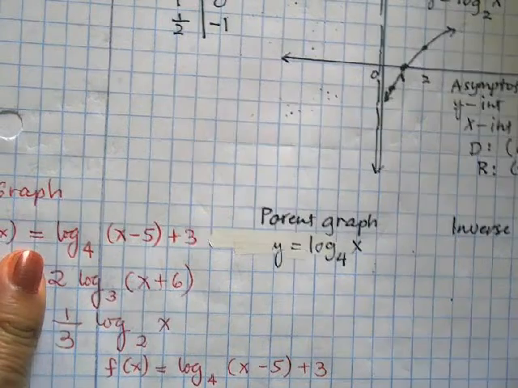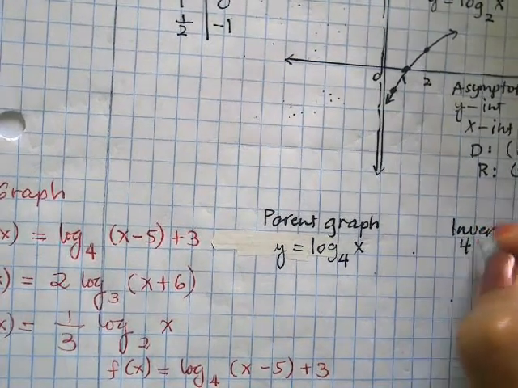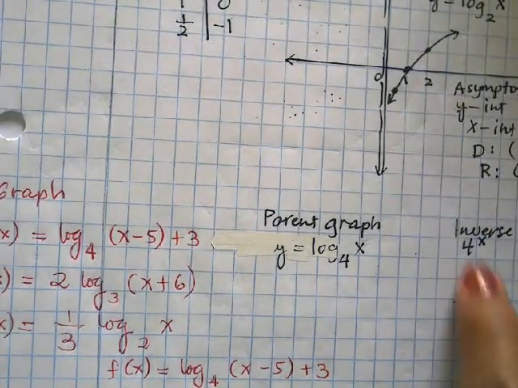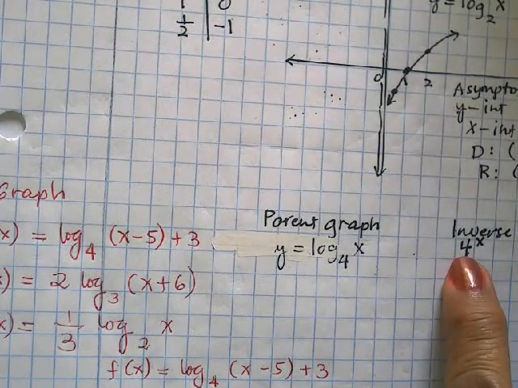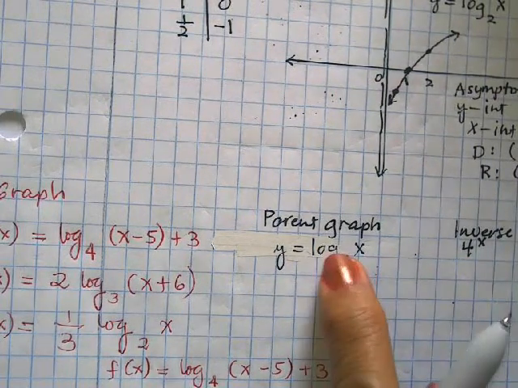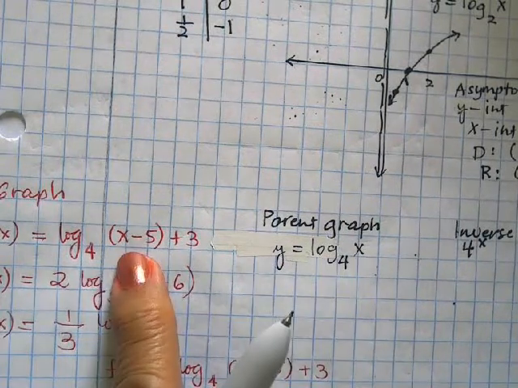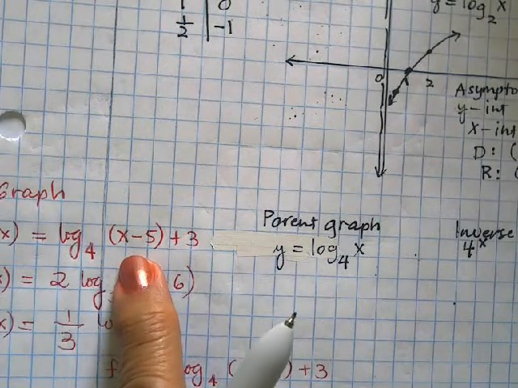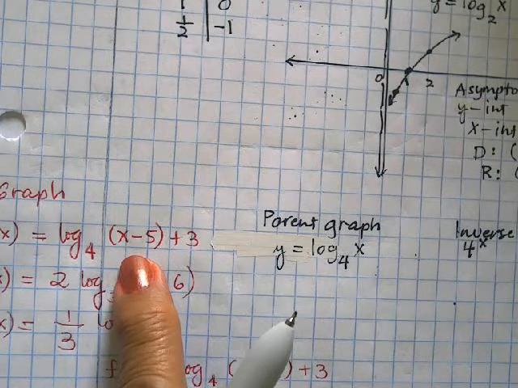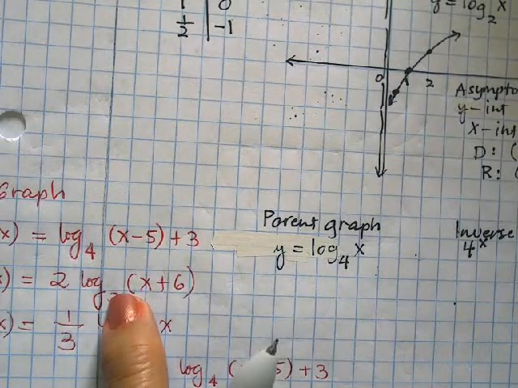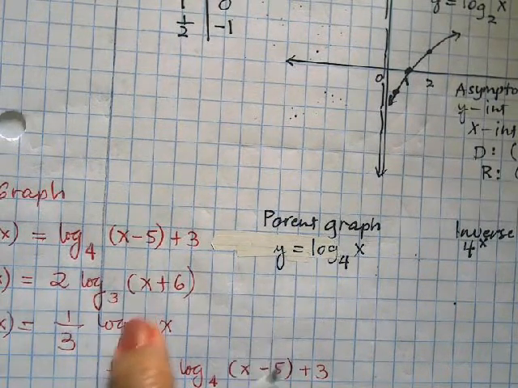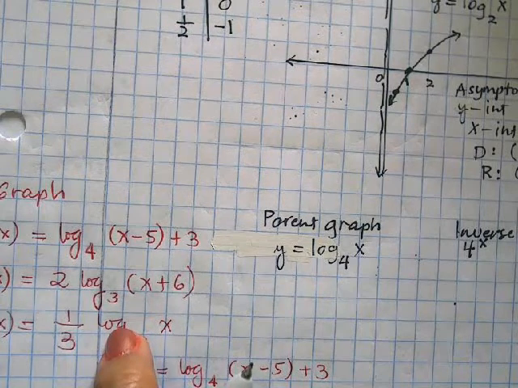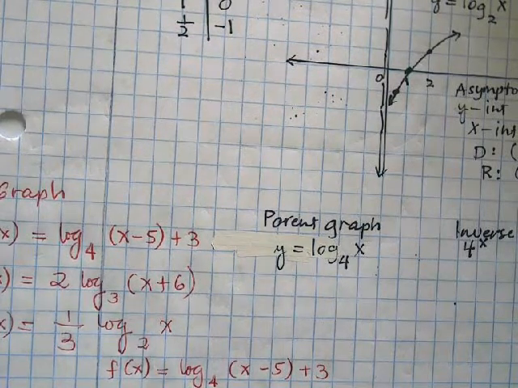And what is the inverse of that? It is 4 to the x. So you will get the points of this, invert it, graph this, and then transform. What are the transformations here? Okay, pause and answer. What are the transformations here and the parent graph? What is also the parent graph here and the transformations?